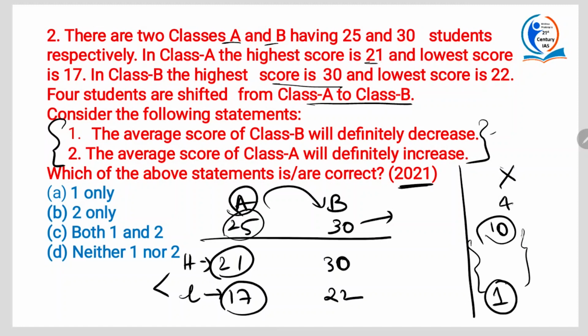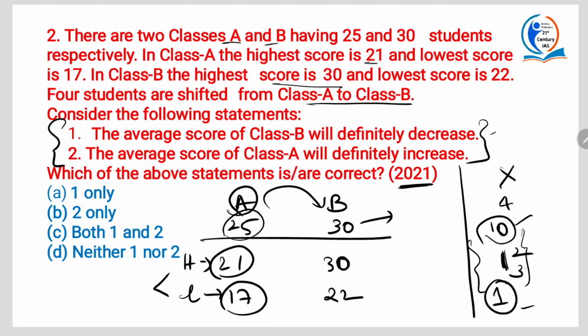They will lie in between these values only. How? Suppose 4 students: one fellow got 10, one fellow got 1, one got 3 and one got 2. Suppose random numbers in between 1 and 10.